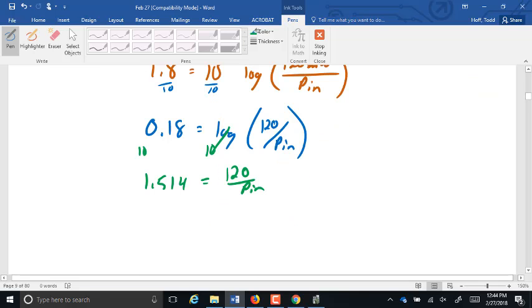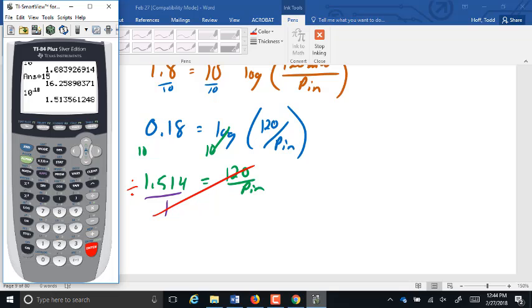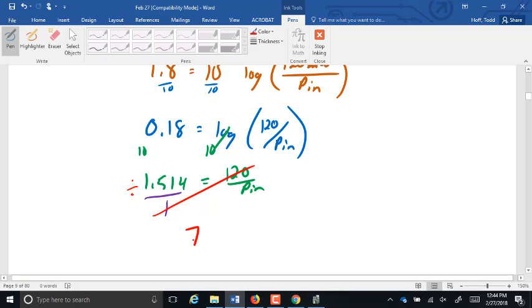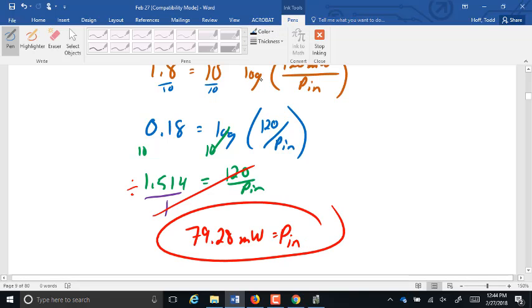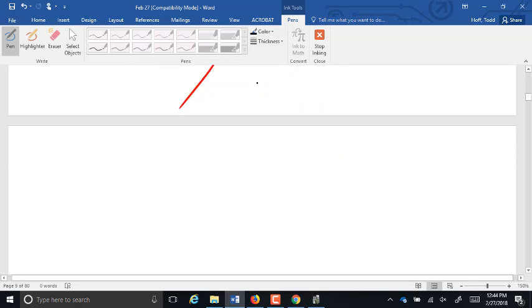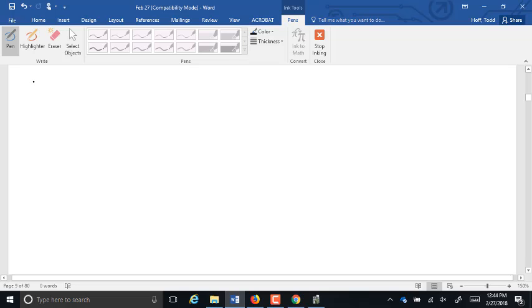So again, we're going to make this into a proportion, and we'll cross multiply and divide. So 1 times 120, which is 120, divided by the 1.514. 79.28. That is in milliwatts, equals Pin. What do you think? Not so bad? Okay. Why don't you try these two in your notes?